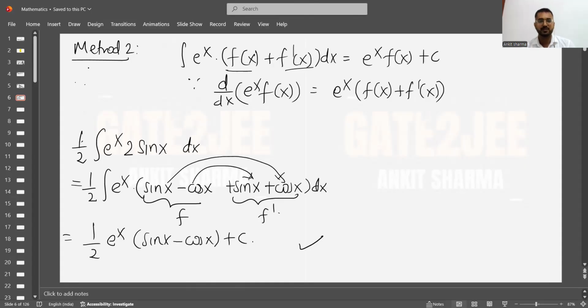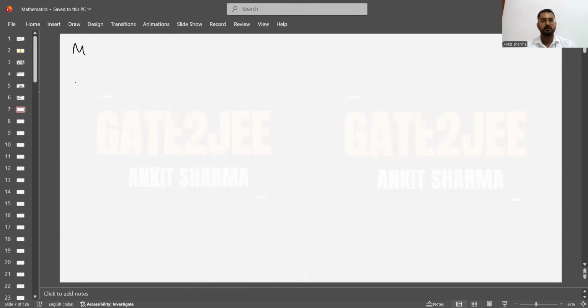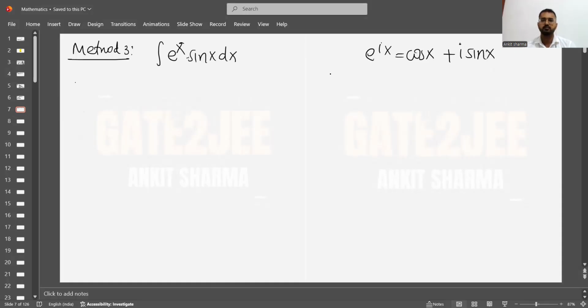And now let's see one more method, method 3. Say I want the integral of e power x into sin x dx. Then I'll be using Euler's identity, that is e power ix is equal to cos x plus i times sin x. So I'll be using this, since e power ix turns out to be cos x plus i sin x.